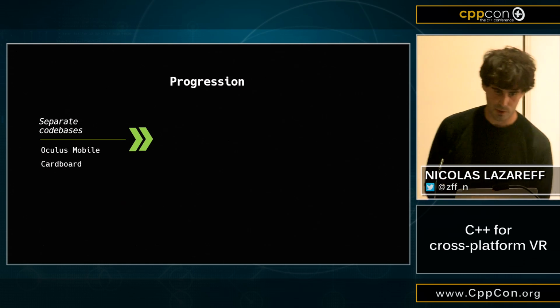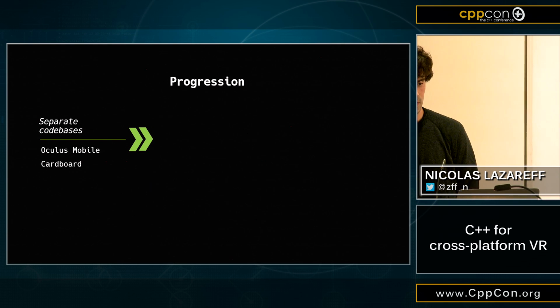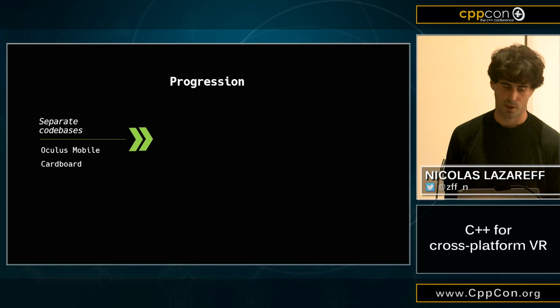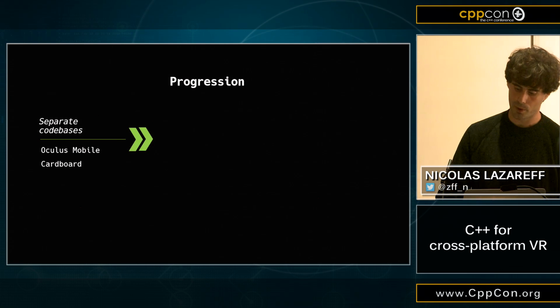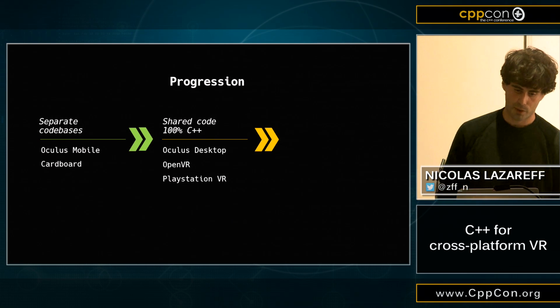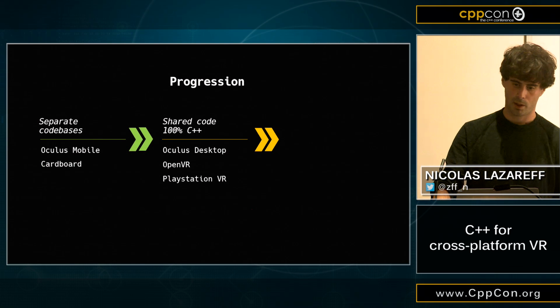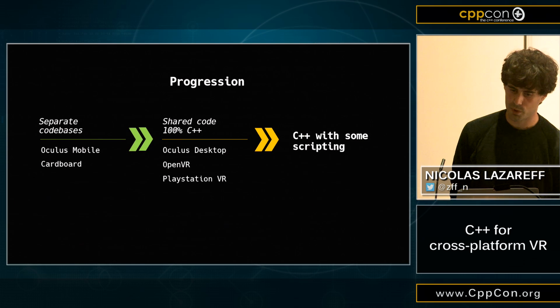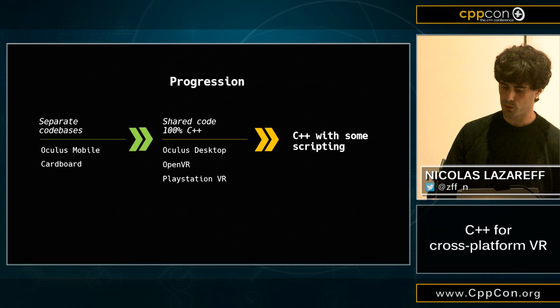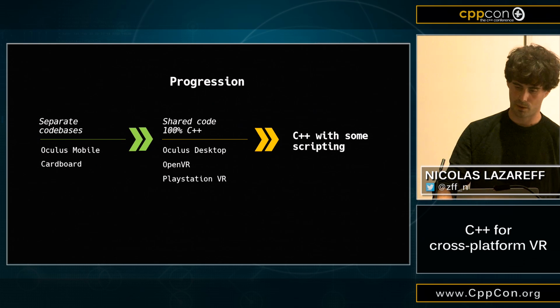So how's this talk going to progress? I'll start with discussing the separate code base approach. This will cover Oculus Mobile and Cardboard. Then I'll discuss how to turn these two separate code bases in two separate languages into one shared code base that's entirely C++, and in the process cover Oculus Desktop, OpenVR, and PlayStation VR. And then finally, as a final note, we'll discuss how to add a quick little scripting layer on top of the C++ library we'll build up to see how to rapidly prototype particular UI experiments in VR.